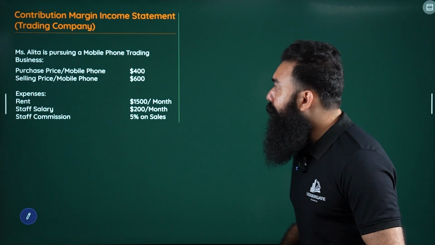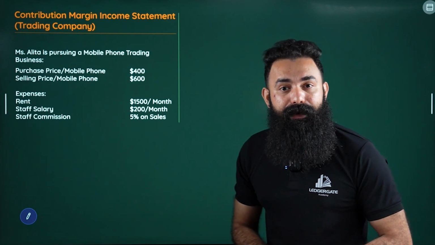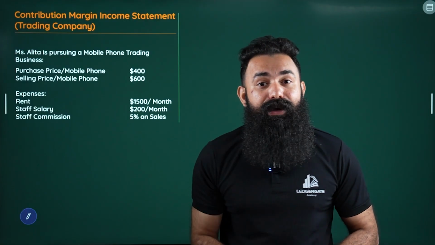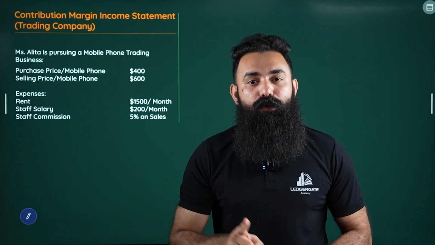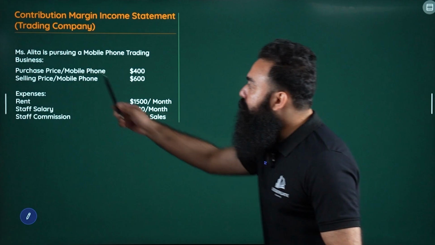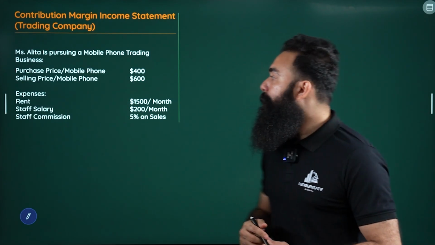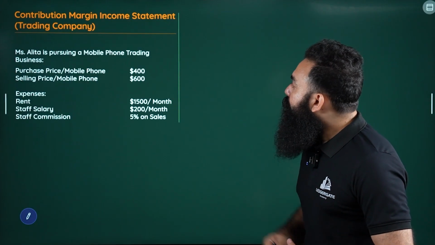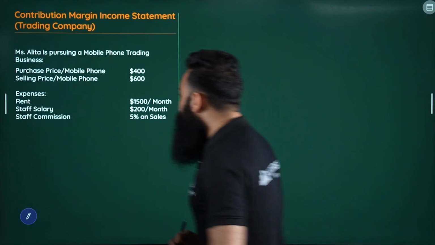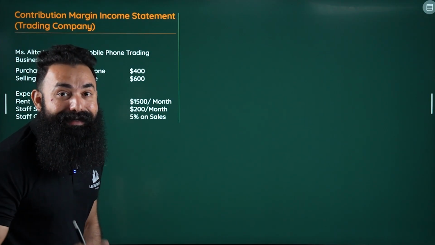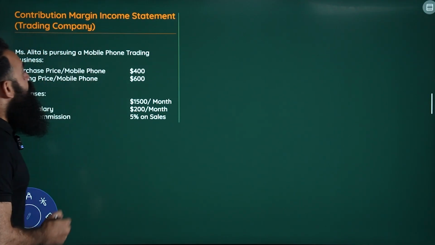Here we have taken an example of a trading company. What kind of trading company is this? This is a trading company which is selling mobile phones. The owner of the business is Miss Alita. She is running a mobile phone trading shop. Using this example, we are going to learn about the contribution margin income statement of a trading company.